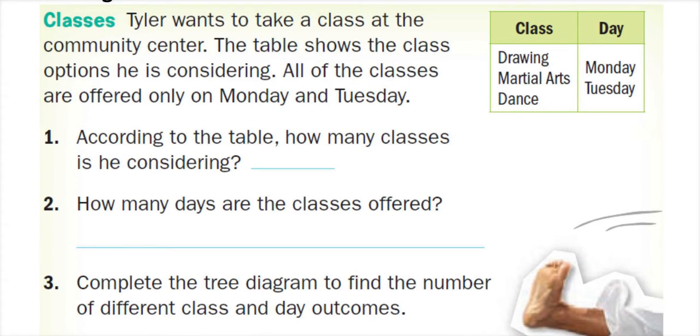All right, let's take a look. It says, Tyler wants to take a class at the community center. The table shows the class options he is considering. All of the classes are offered only on Monday and Tuesday. Number one, according to the table, how many classes is he considering? So it looks like he wants to take a drawing class, a martial arts class, and a dance class. So that means there would be 3 options. Number two, how many days are the classes offered? Well, it's either on Monday or Tuesday, so that would be 2.